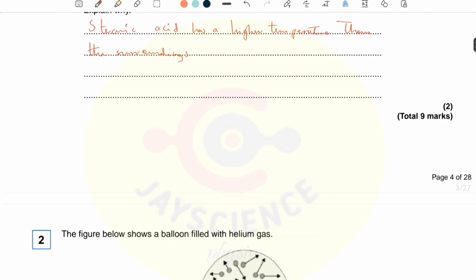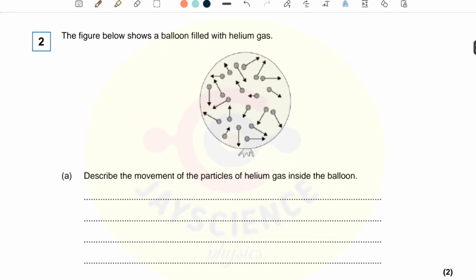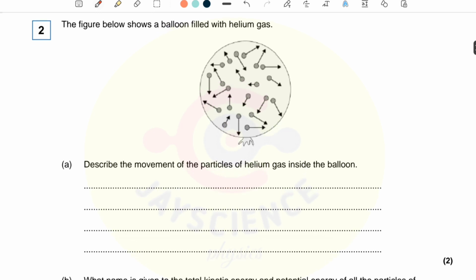Alright. Let's move on to number 2. The figure below shows a balloon filled with helium gas. Describe the movement of the particles of helium gas inside the balloon.